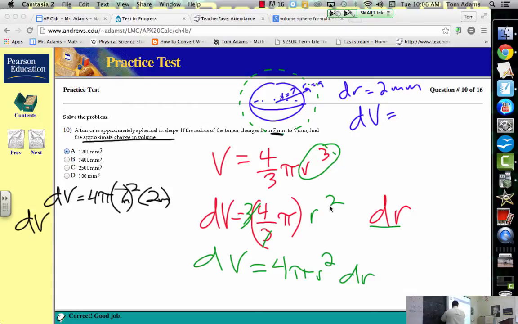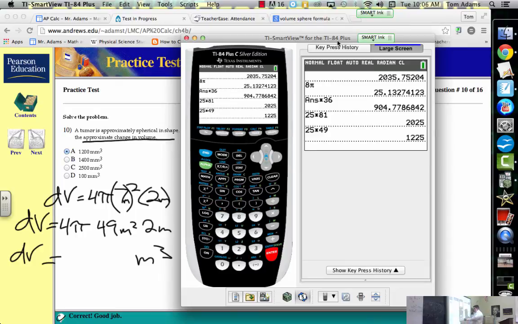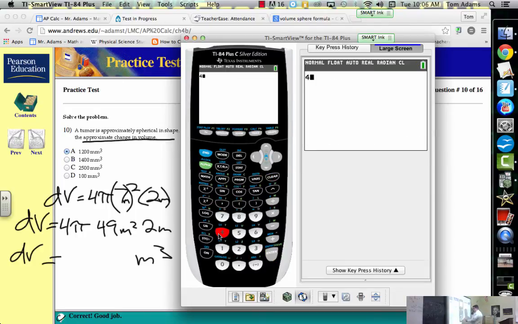Now this is 7 meters, and this is 2 meters. So really, my change in volume is going to be 4 times pi times, what's 7 squared? 49. But remember, I have meters squared, so it's 49 meters squared, and then times 2 meters. So when I'm done with all this, I should have meters cubed, right? And we just plug it in the calculator to get the rest. So I'm going to plug in, clear, 4 times pi times 49 times 2. And I get 1231.